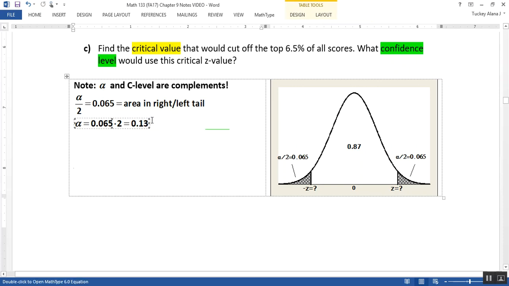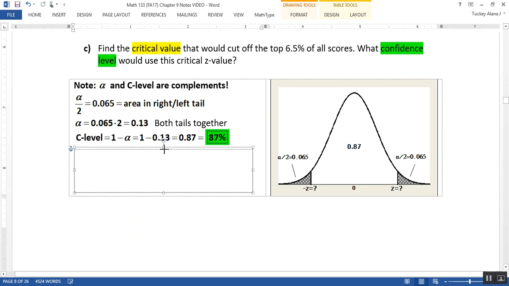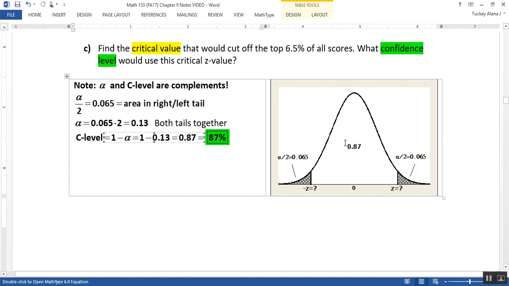And then I can say from there that the confidence level is 1 minus that. So both tails together is 0.13. That's what alpha would stand for. So then the confidence level is 1 minus that. So it's 1 minus 0.13, which is 0.87, which is 87%. So I know that my center is 87.